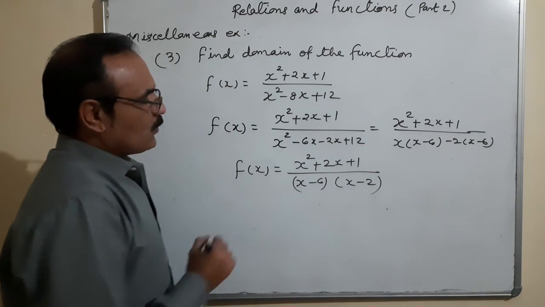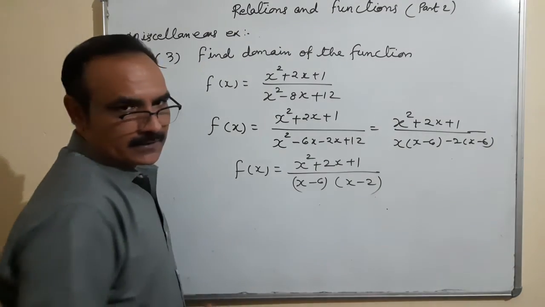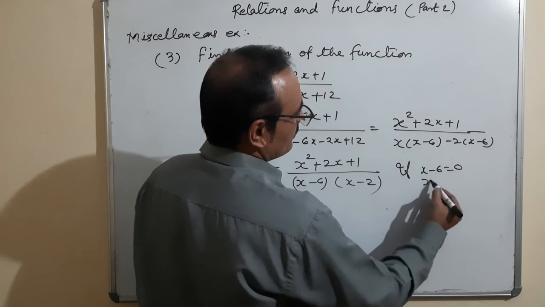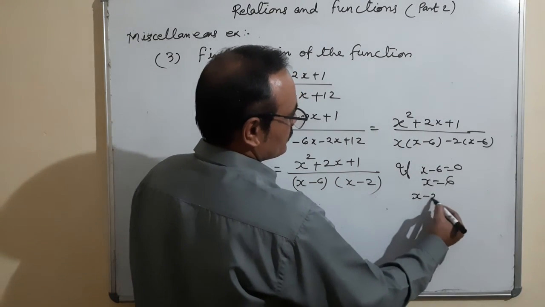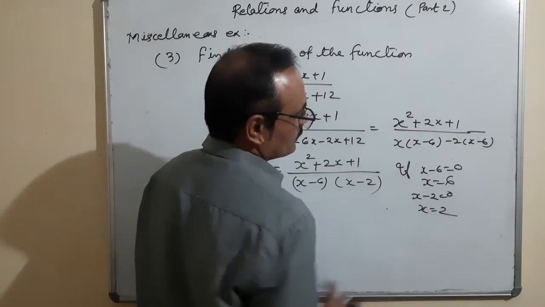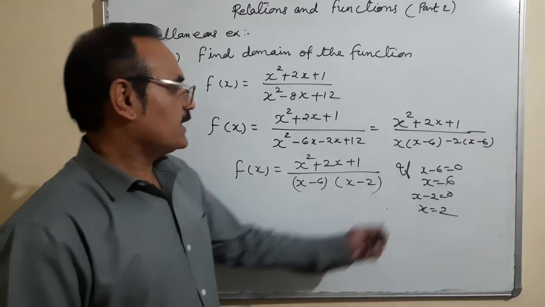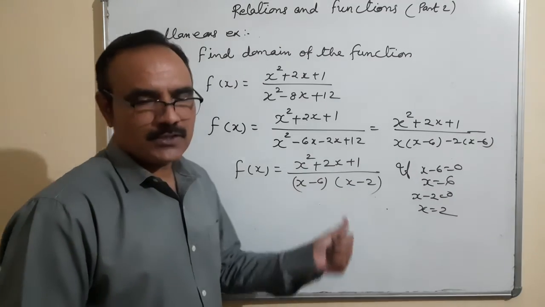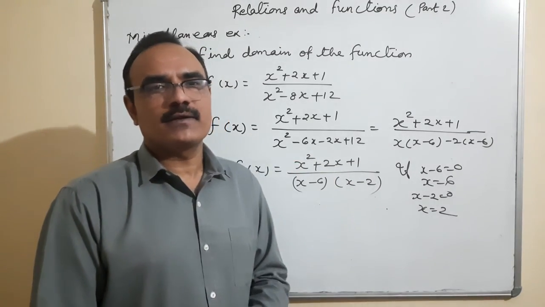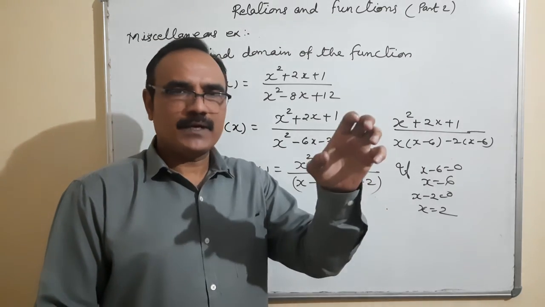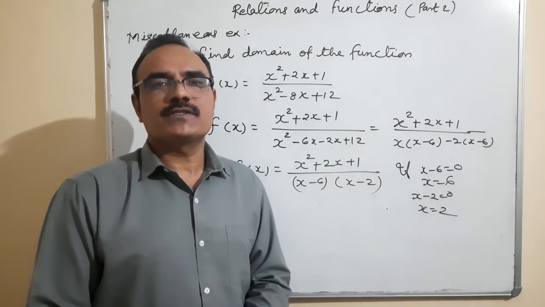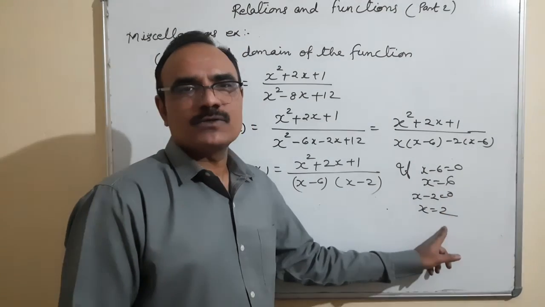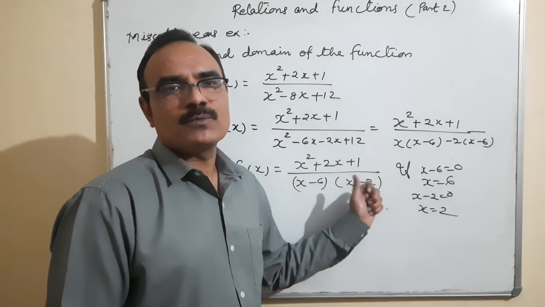What is the meaning of it? If x minus 6 is equal to 0, that means x is equal to 6. If x minus 2 is equal to 0, that means x is equal to 2. So one thing is clear, if you put x is equal to 6, then 6 minus 6 is 0, and when the denominator becomes 0, the function is not defined, because every number upon 0 is not defined. So one is x is equal to 6 and one is x is equal to 2. These two values we are unable to put in it.